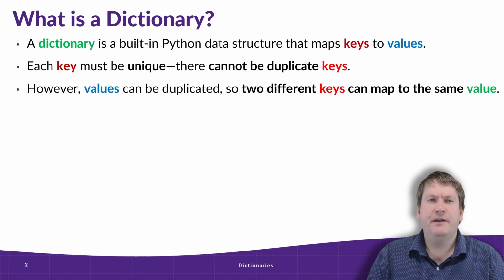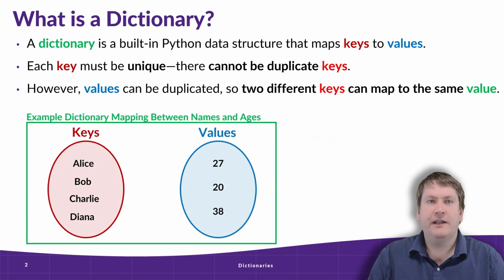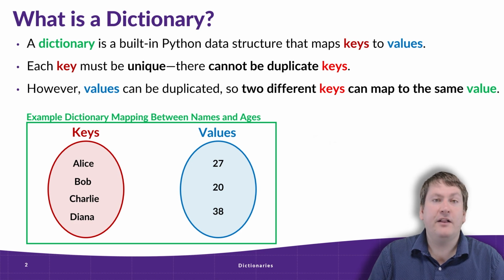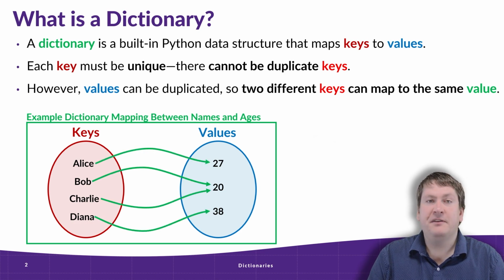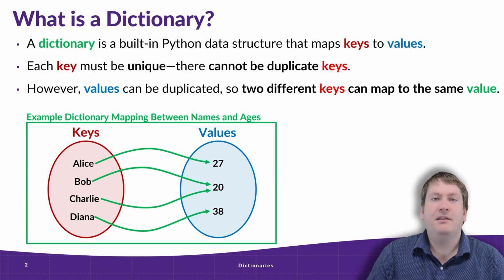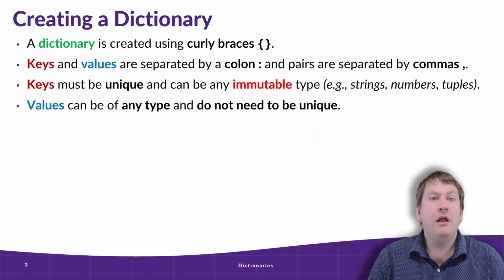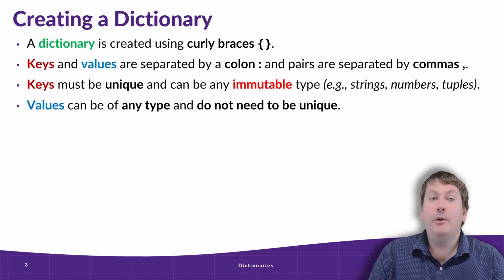Let's take a look at a little bit of a visualization of what this looks like. So the idea behind a dictionary is that we have some set of keys, in this case names like Alice, Bob, and Charlie, and we want to map these each to a specific value. Some of them might map to the same value, but each key should be unique. So how can we do that? Well, we can do that using dictionaries in Python.